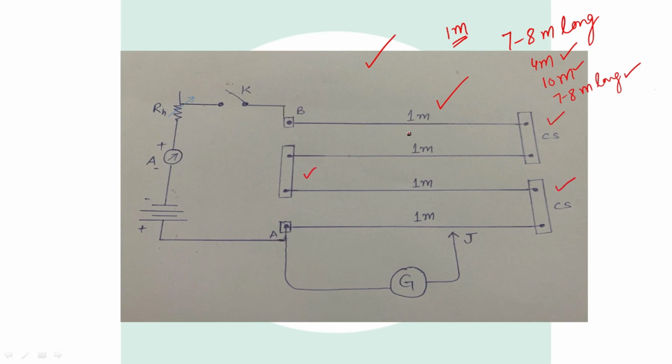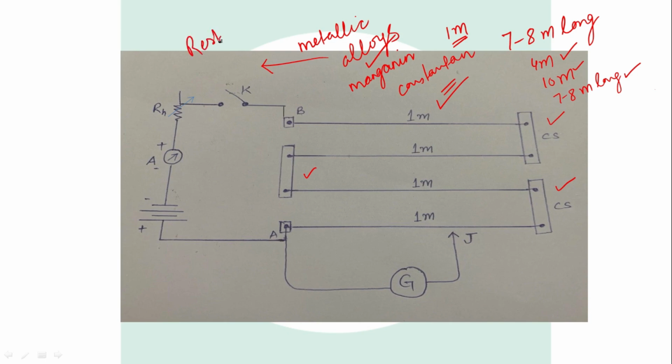Now, what is the material of this wire? The material of this wire is manganese or constantan. Why do we use manganese and constantan here? Because manganese and constantan are basically metallic alloys, and in case of these alloys, the resistivity of the wire is very high.